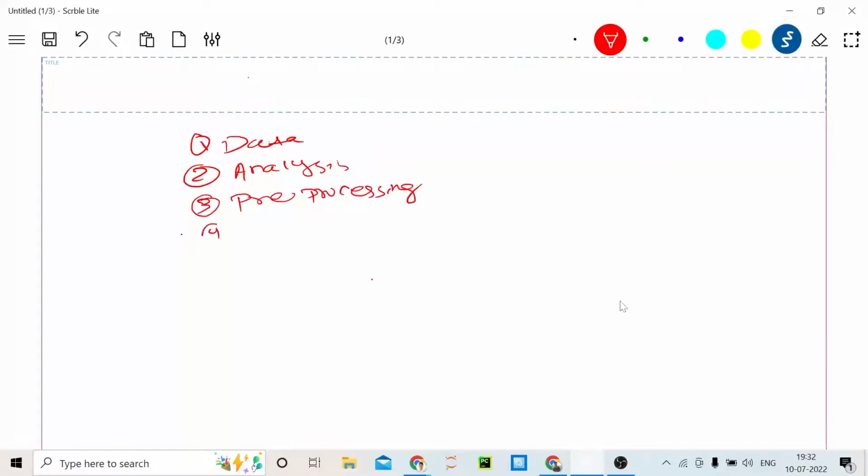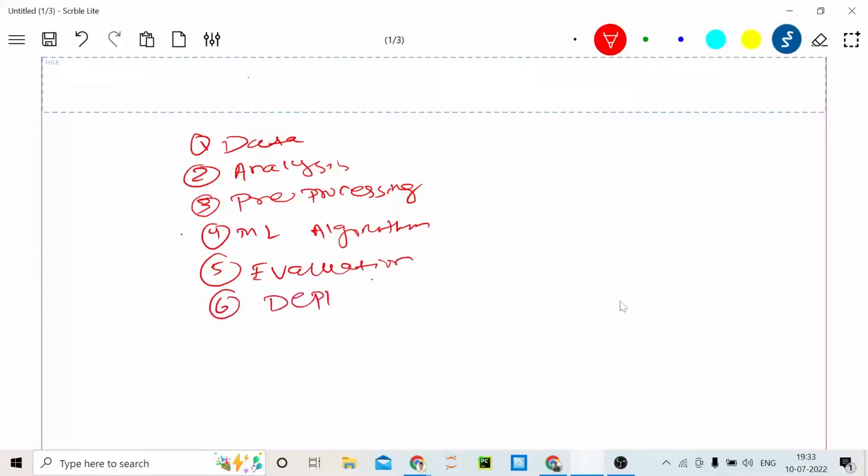Then number four is the ML algorithm. And number five is evaluation. Number six is deploy. Actually, this is the pipeline you are supposed to follow as an ML engineer or as a data scientist.